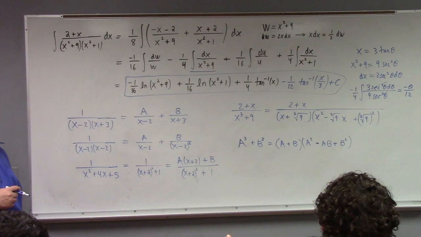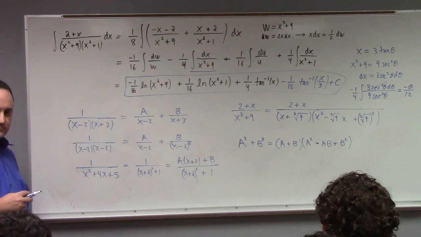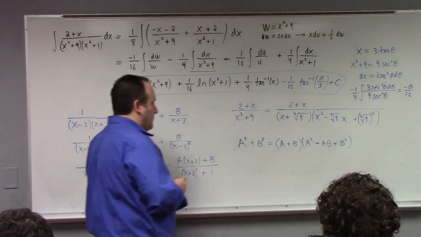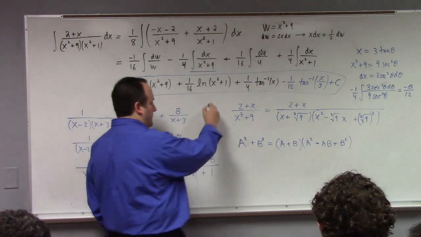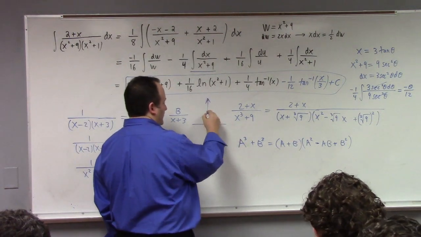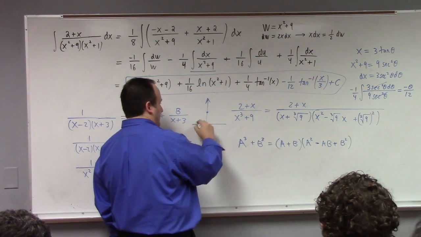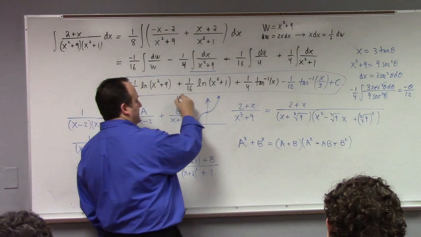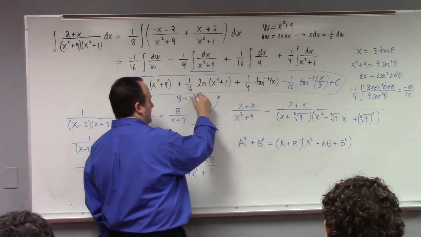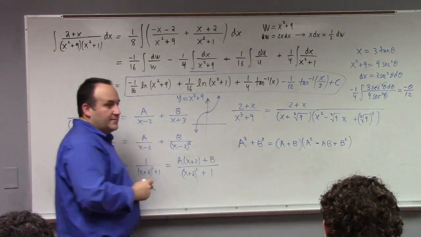And then what can you tell me about the quadratic? x cubed plus 9, what's the graph of that look like, guys? The y-intercept is 9. It looks like this. Yes? There's y equals x cubed plus 9. So how many real zeros does y equals x cubed plus 9 have?